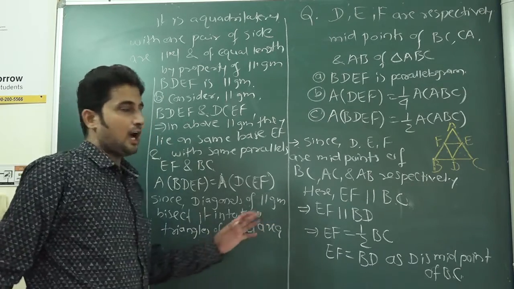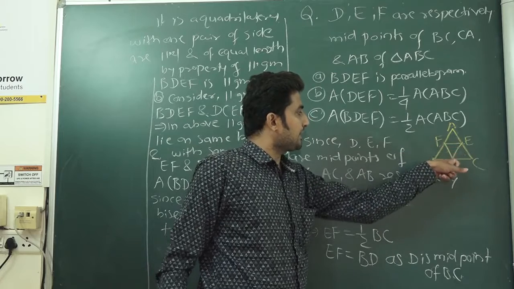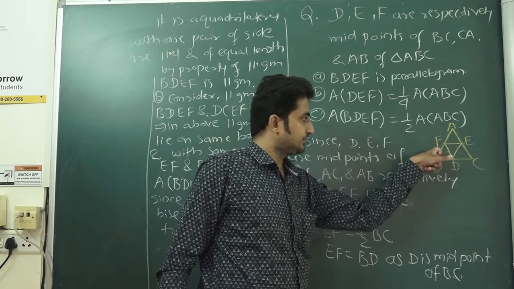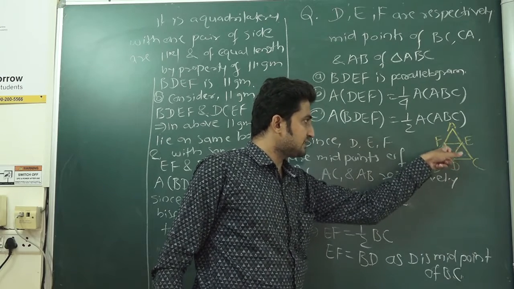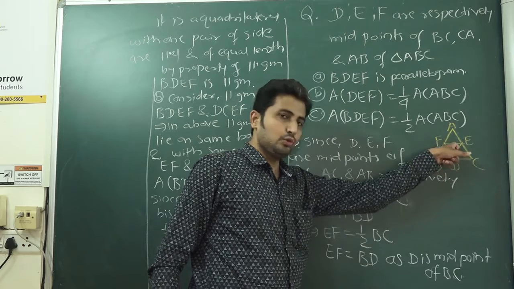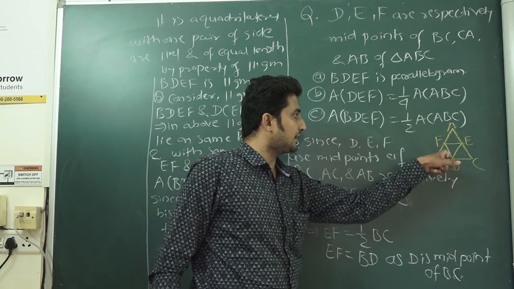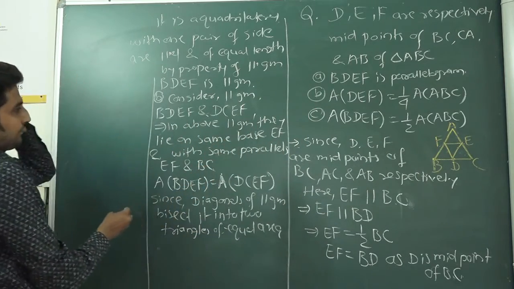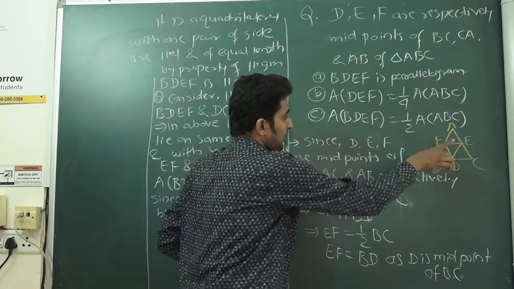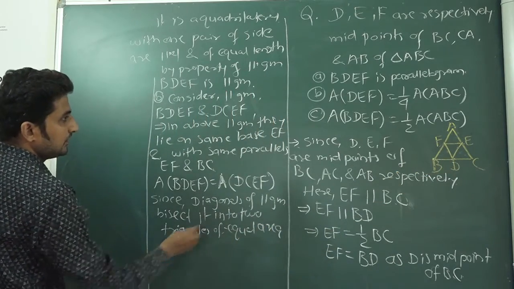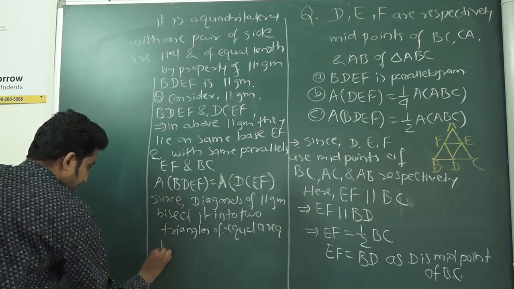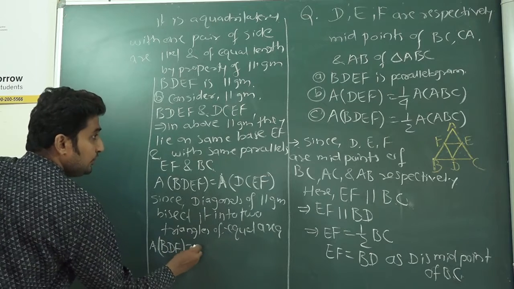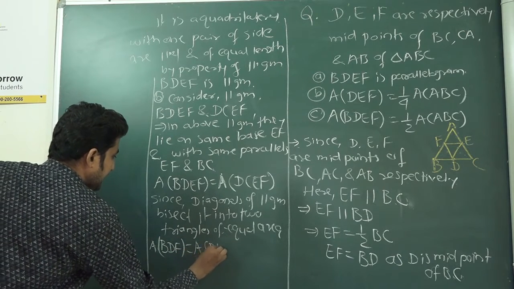True? Now tell me, in this it divided into triangles. What are they? BDF and DEF. In this parallelogram, due to this diagonal, it gets divided into two different triangles. One is BDF and another is DEF. Right? So here we have two different triangles. So area BDF is equal to area DEF.